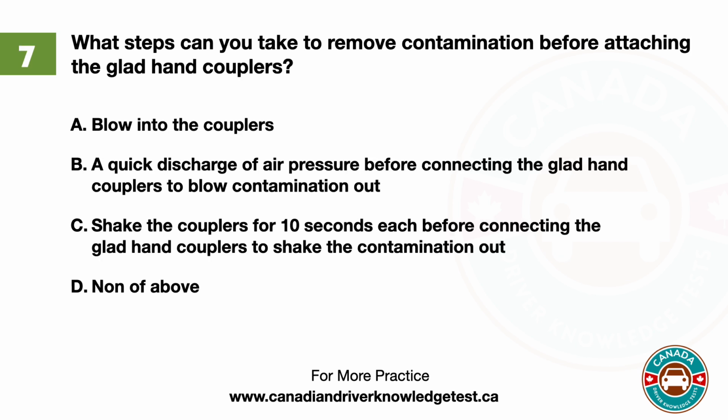Question 7. What steps can you take to remove contamination before attaching the glad hand couplers? A. Blow into the couplers. B. A quick discharge of air pressure before connecting the glad hand couplers to blow contamination out. C. Shake the couplers for 10 seconds each before connecting the glad hand couplers to shake the contamination out. D. None of above. The answer is B. A quick discharge of air pressure before connecting the glad hand couplers to blow contamination out.